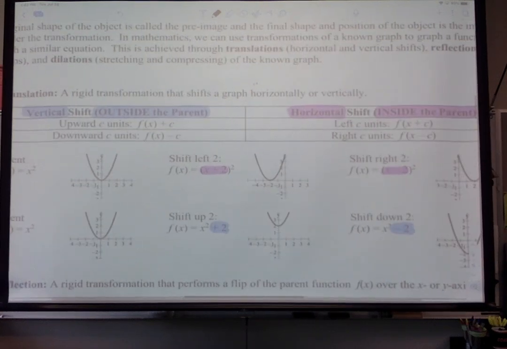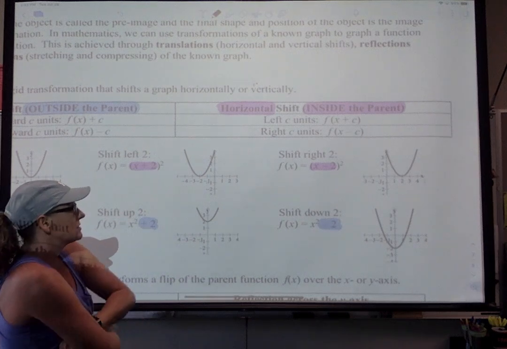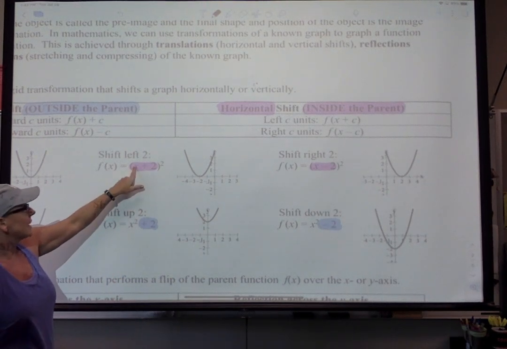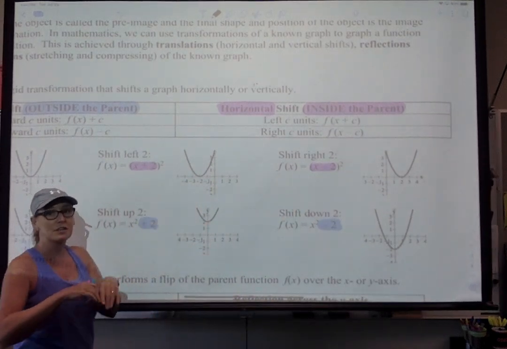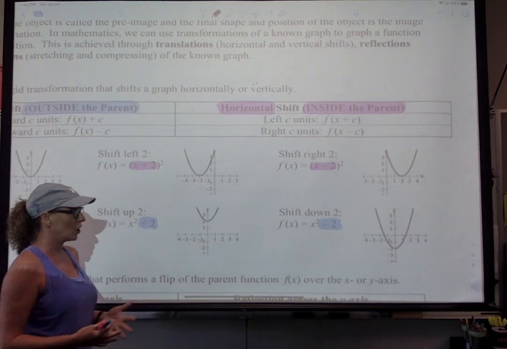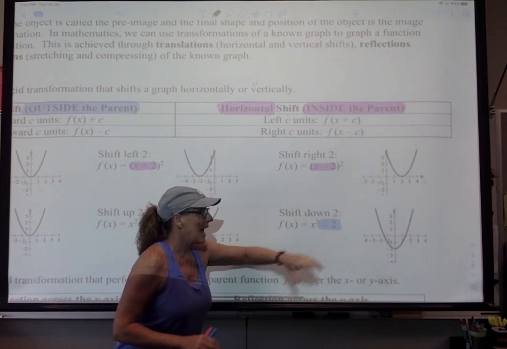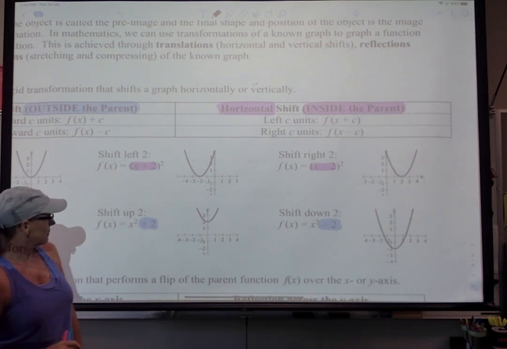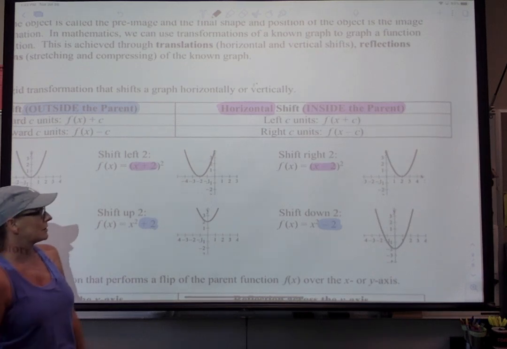Okay, so I've given you some examples of some transformations, horizontal and vertical. Notice that I color coded these two pink. They're inside the parentheses. They take place before you square it. These two are outside of the squaring of the parent function, so those are going to be vertical transformations, and they take place after you square it.